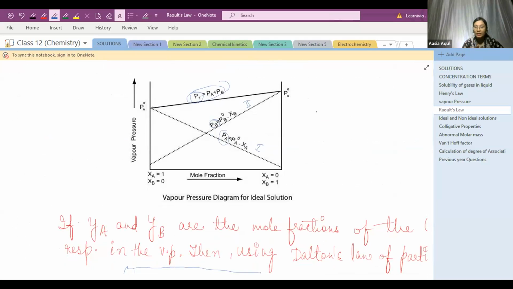Remember this one. And when the solution follows Raoult's law, it is known as an ideal solution, right? What is an ideal solution? When the solution follows Raoult's law. Means this graph and that equation which we derived earlier, right? अगर कोई भी solution ये graph follow करेगा and that equation follow करेगा, it means that solution is your ideal solution. Okay? Clear, Jyobita?